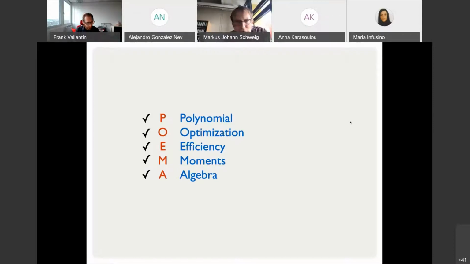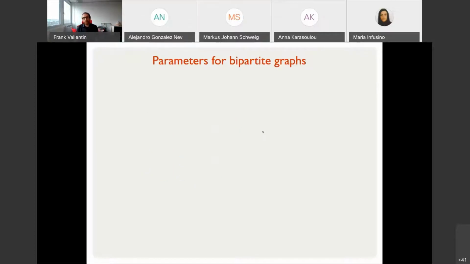Okay, so this was a high-level picture, and let's go to the details. The details start by defining some parameters for bipartite graphs. Bipartite graphs are graphs where I can partition the vertex set into two parts, where the edges are only running between these two partitions. The partition I'm going to use is V1, and for the independent set.